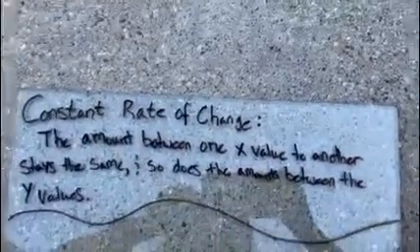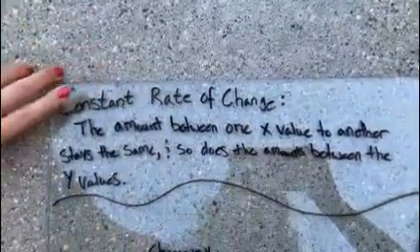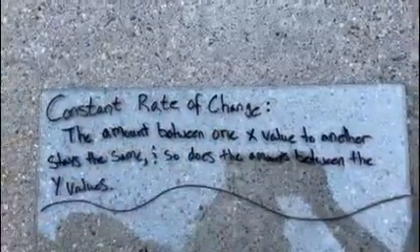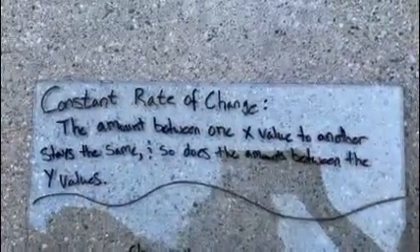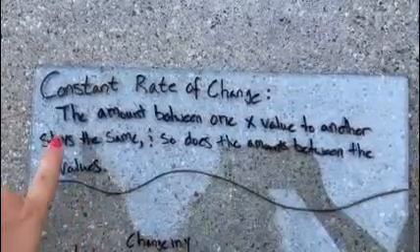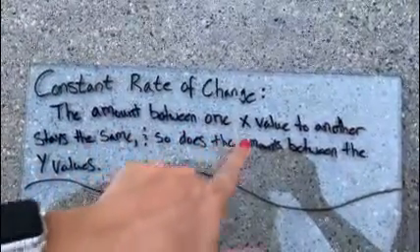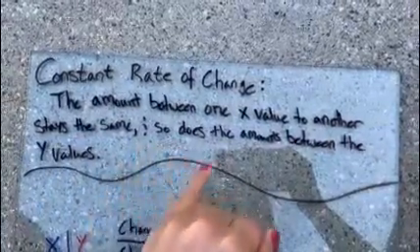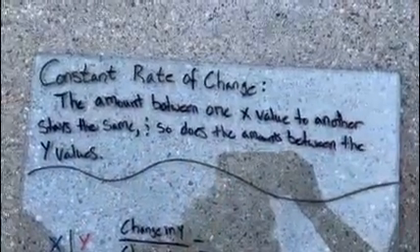Hi guys! So today we're going to be talking about the constant rate of change. So let's first talk about the definition of that. The constant rate of change is the amount between one x value to another stays the same, and so does the amount between the y values.